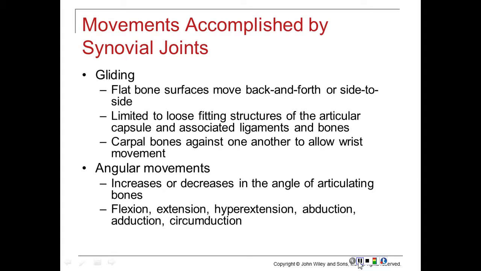So let's talk about some classifications of synovial joints. They can provide a gliding motion where the flat bones move back and forth or side to side on top of one another. This would be like our carpal bones, our wrist bones, moving or gliding against one another. Angular movements can increase or decrease the angle of articulating bones. This would be like flexing or extending, circumduction, abduction, and adduction, all moving body parts to change the angle that they make with our body.